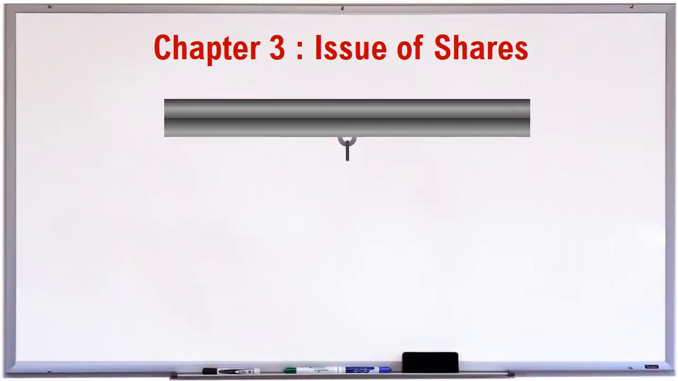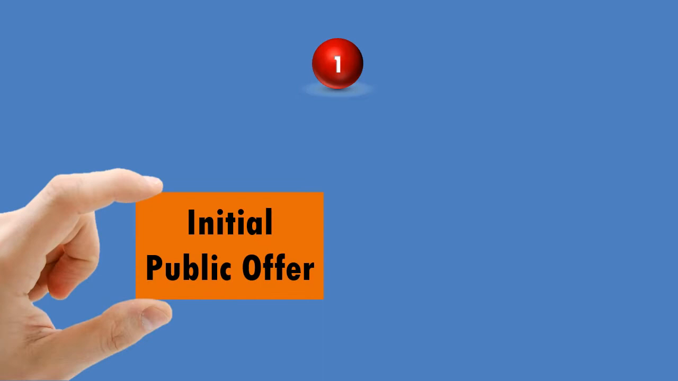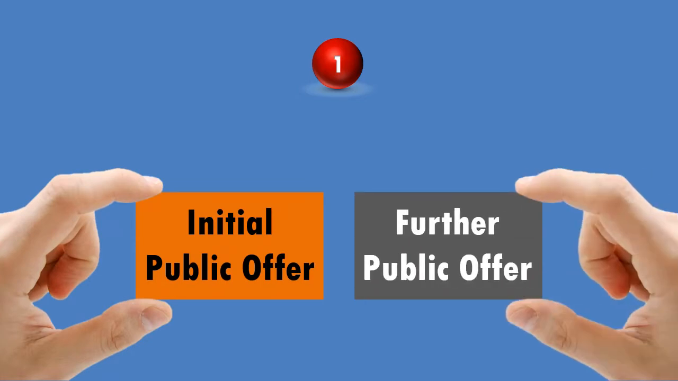Chapter 3. Issue of shares. Question 4. Distinguish between, 4 marks each. 1. Initial public offer and further public offer.